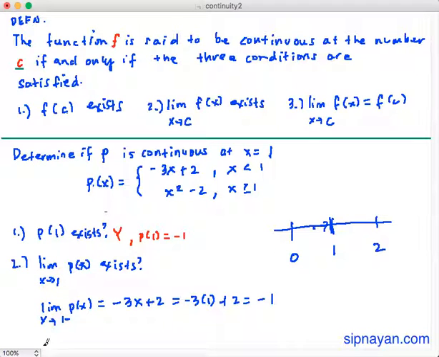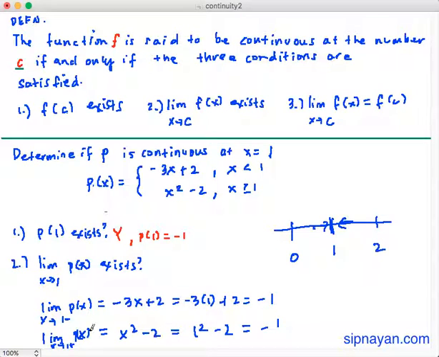What about from the right? So the limit of p of x as x approaches 1 from the right. From the right of 1, dito naman siya. Meaning, these are the numbers that are greater than 1. So, ito naman, kasi nandito yung greater than 1 natin. Dito tayo kukuha ng expression natin. Ito yung kukunin natin yung expression. Yung function na to. So, we have x squared minus 2, which is equal to, we substitute 1 squared, nasa 1 tayo, minus 2, which is equal to negative 1.